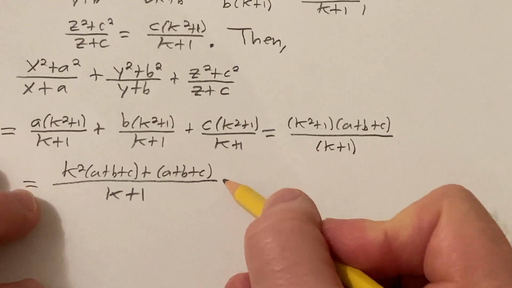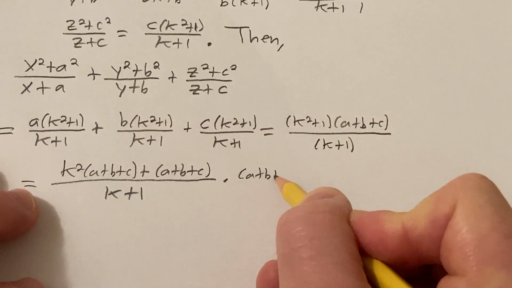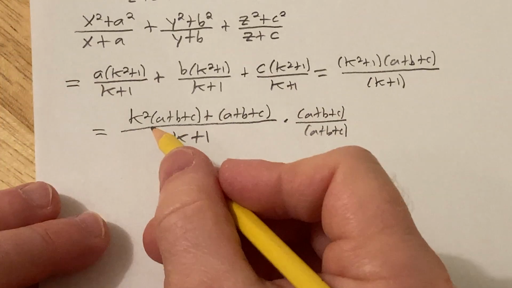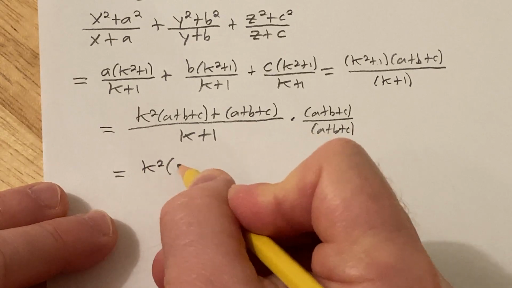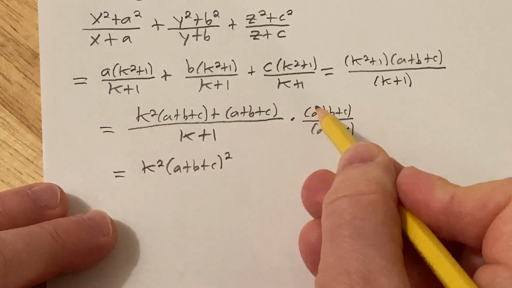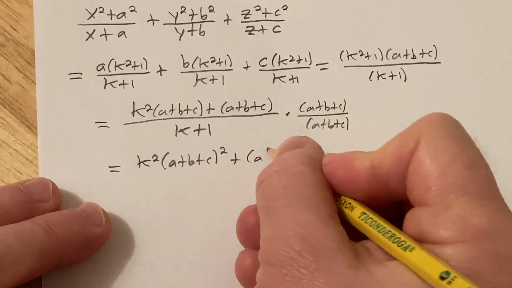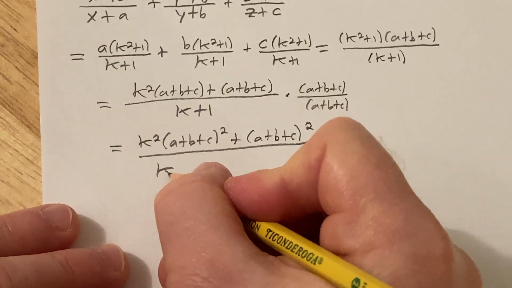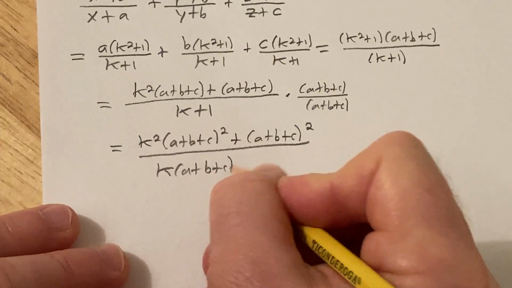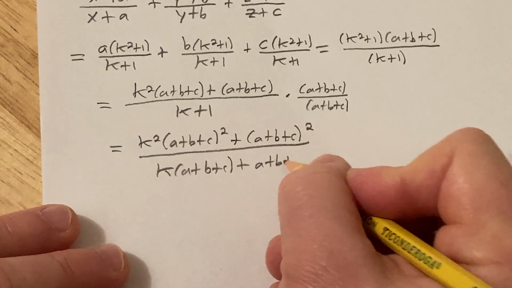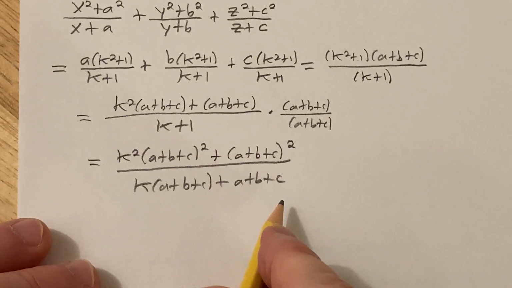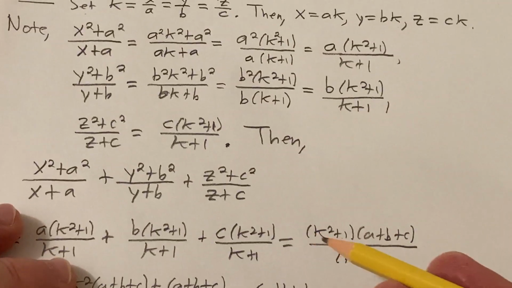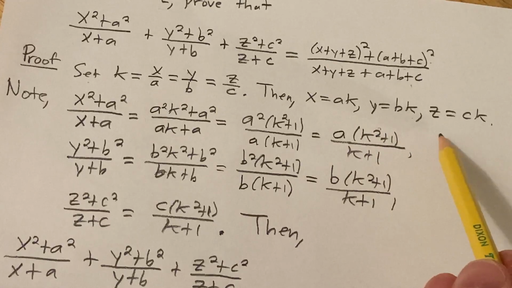So let's go ahead and multiply this by (a + b + c) over (a + b + c) to create that, okay? When we do that, we're going to get k²(a + b + c)², right? Because we're going to distribute this into this, plus (a + b + c)², over, and then here we're going to get k(a + b + c), plus, and then a + b + c. So this is very similar to what we have. We're almost there, right? So we've got this, we've got this. We just need the x's. So remember that x is equal to ak, y is equal to bk, and z is equal to ck.